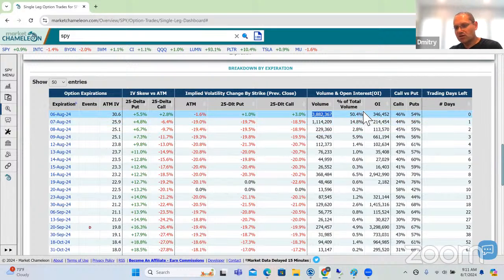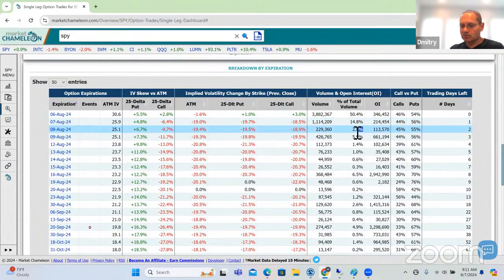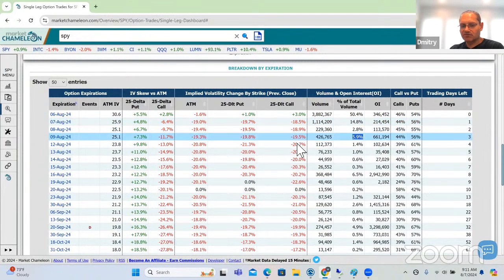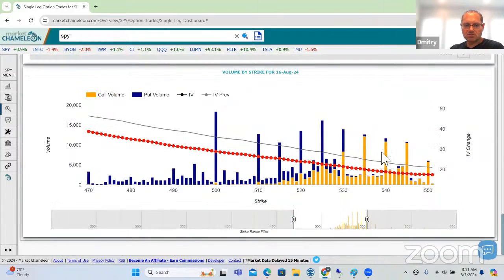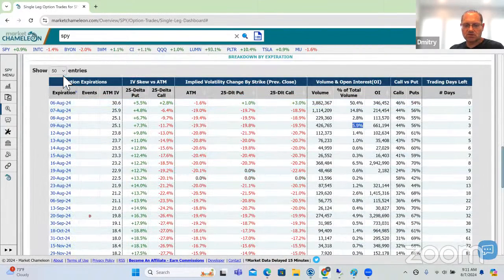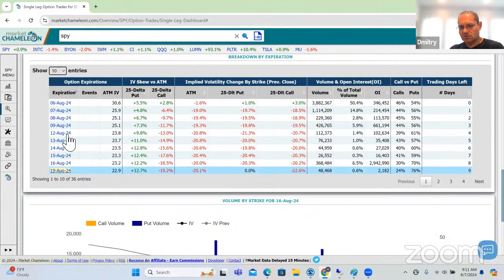You can see 50%, or a little bit over 50%, of all the trading volume was just in this one expiration, August 6th. So it gives us an idea how people are using the options in SPY. And this gives us the percentage of total volume in the single leg trades that was accounted for in this expiration. Let me narrow it down to the top 10, just the first 10 expirations.